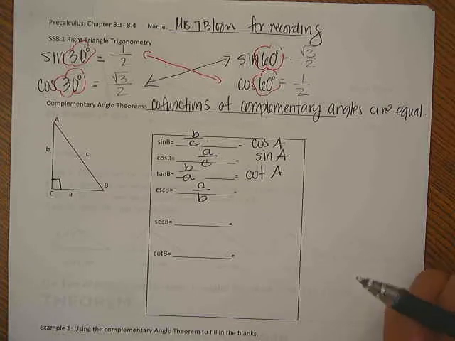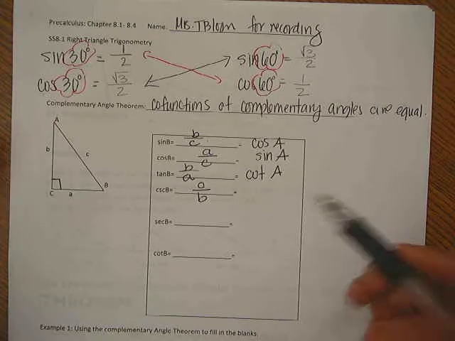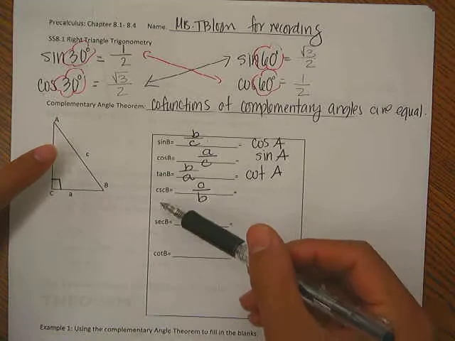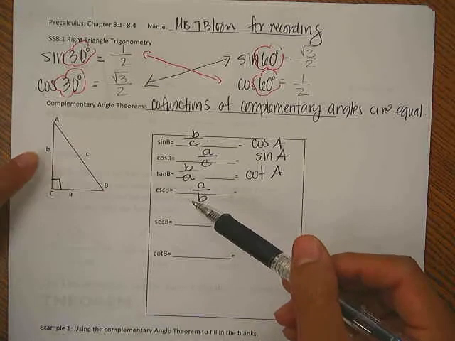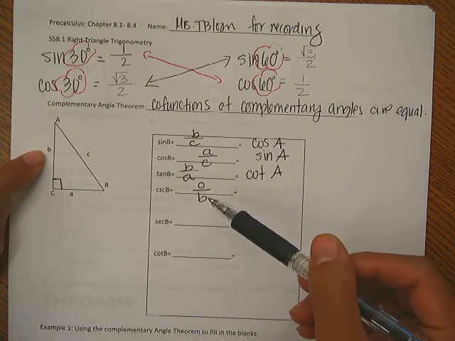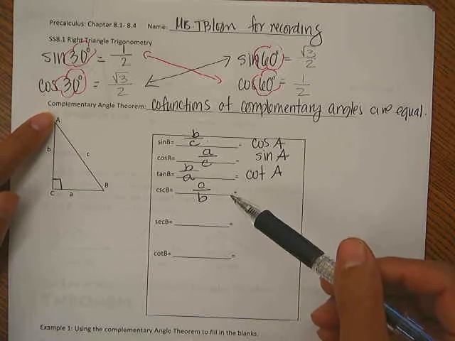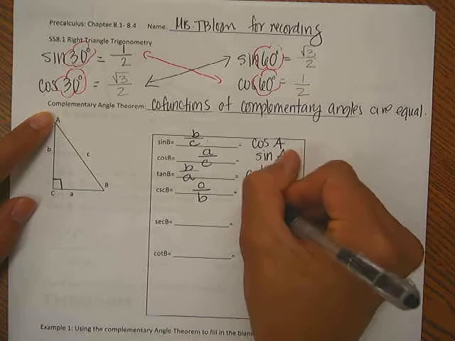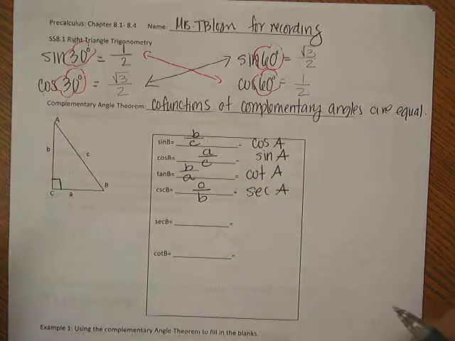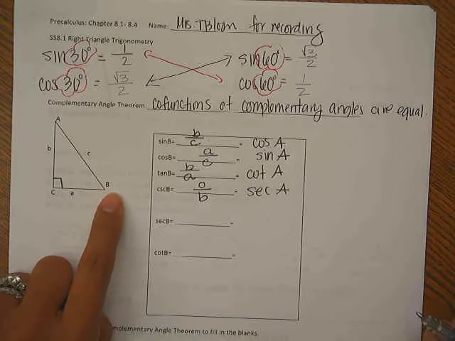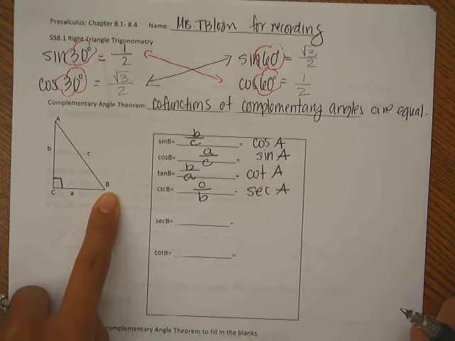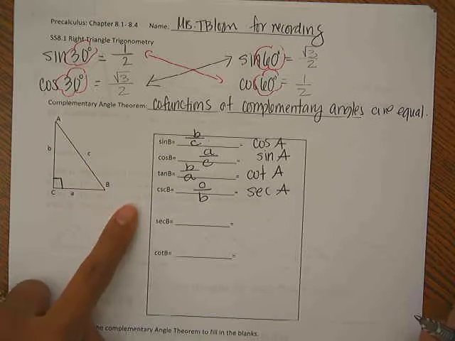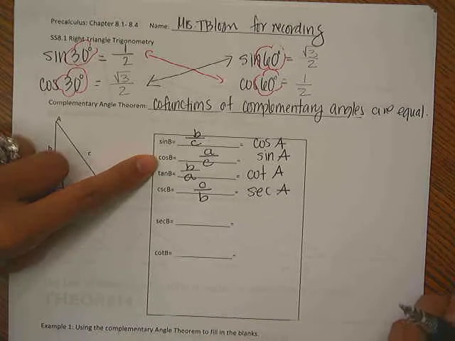Now, which relationship has C over B? That's not cosecant, okay? So C over B. If we're looking at it, we can say that is the relationship of secant of angle A. Okay, so secant of angle A. Well, secant of angle B is going to be hypotenuse over adjacent, or you can just flip cosine.